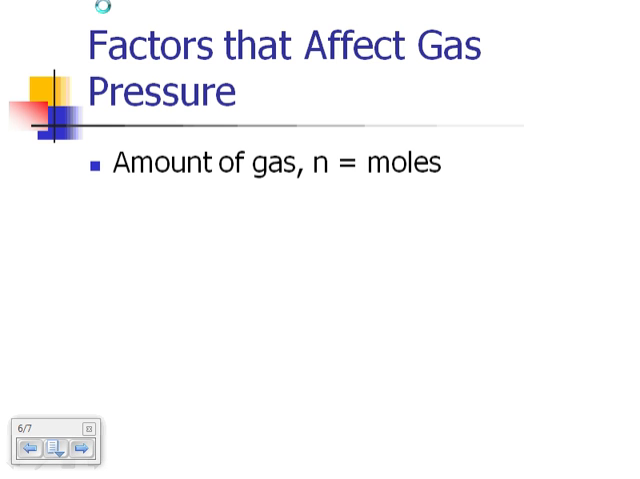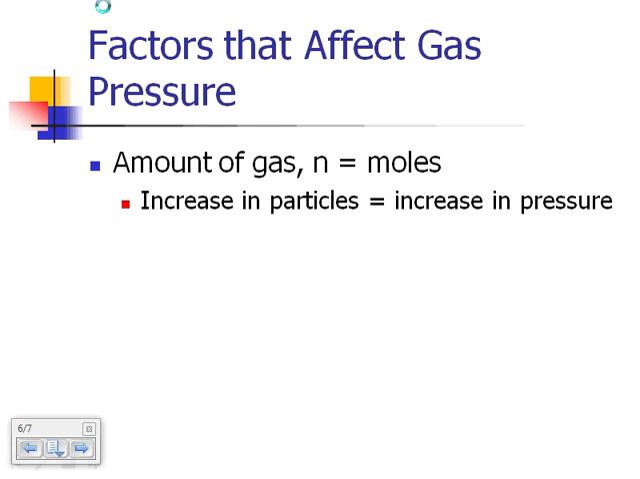Let's take a look at some of the factors that affect gas pressure. It's all about pressure, reading how much pressure we have for a lot of these gas laws. The amount of gas will affect the pressure, small n, number of moles. If you have an increase in the number of particles, you will increase the pressure. Think about blowing up a balloon. You blow up a balloon, it gets full of air, you're adding a lot more particles to it. And that's why the pressure inside the balloon is greater. You're adding more particles to it.